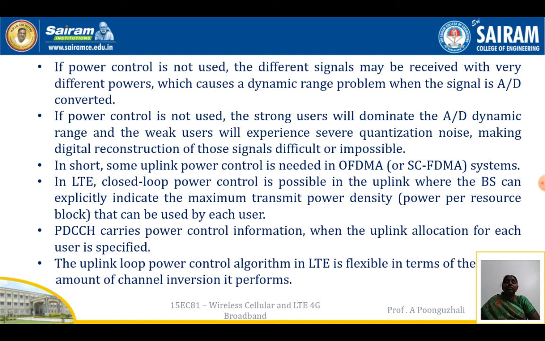In closed loop power control, the base station sends the power information to the mobile station through the reference signals, and indicates what the maximum transmit power density should be. If it receives less power, that is also indicated to the mobile station. The physical downlink control channel carries the power control information when the uplink allocation for each user is specified. So the uplink power control algorithm in LTE is flexible in terms of the channel inversion it performs.